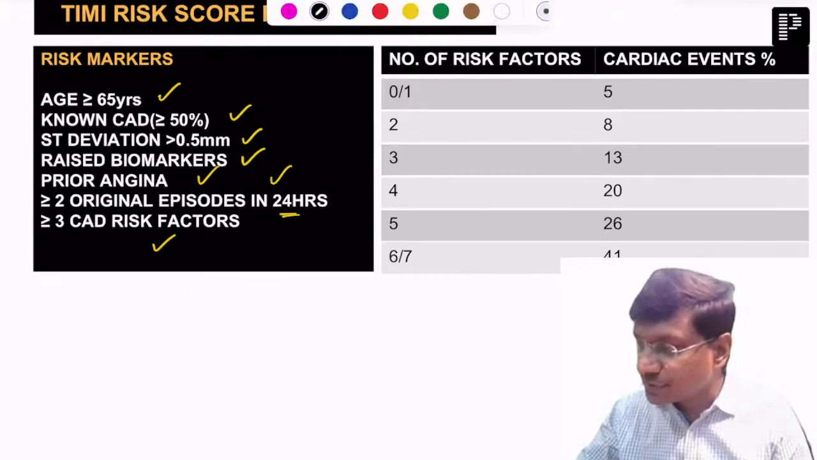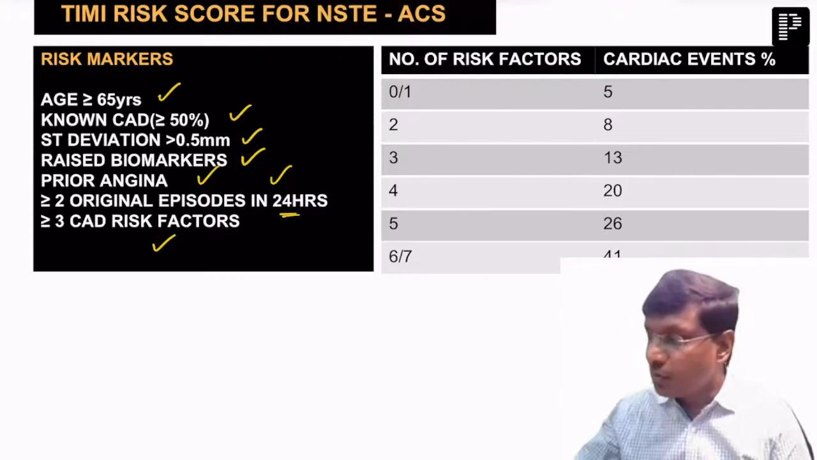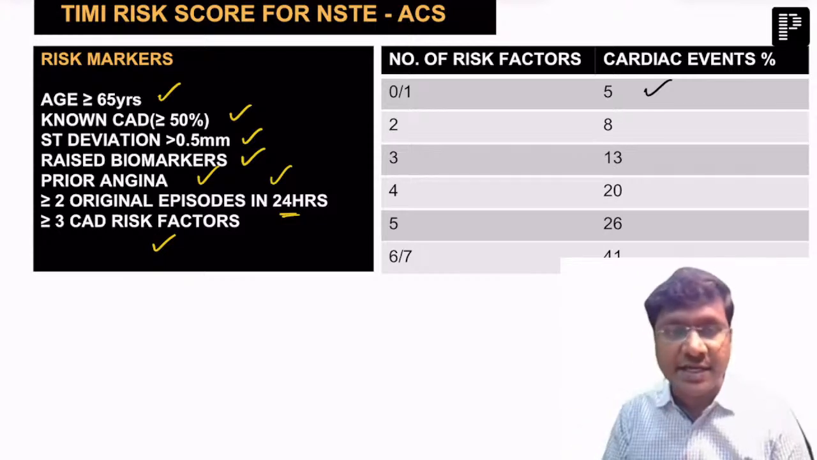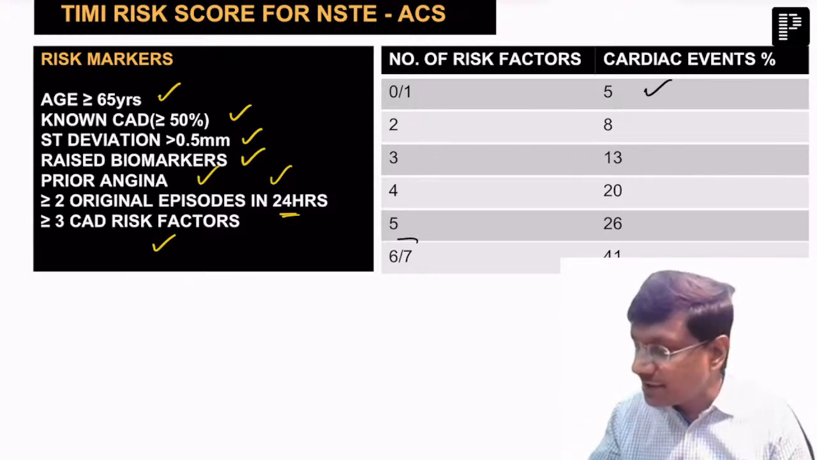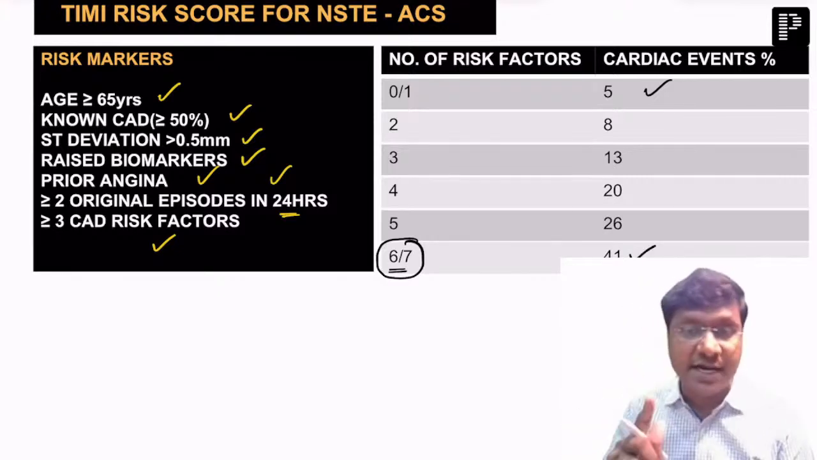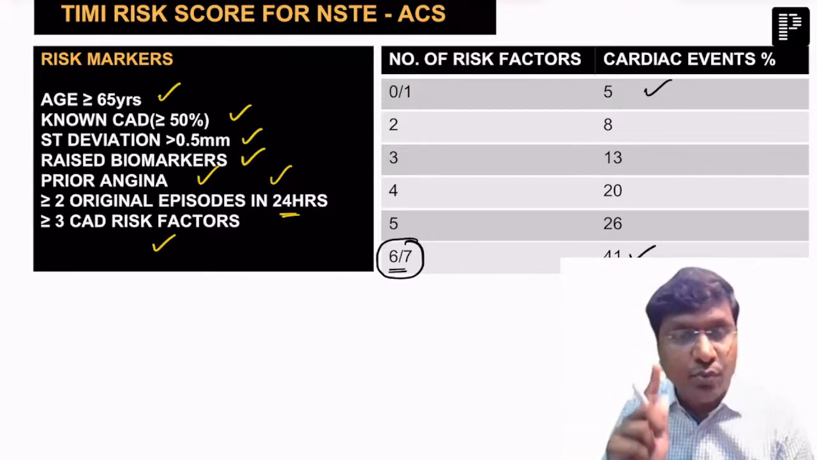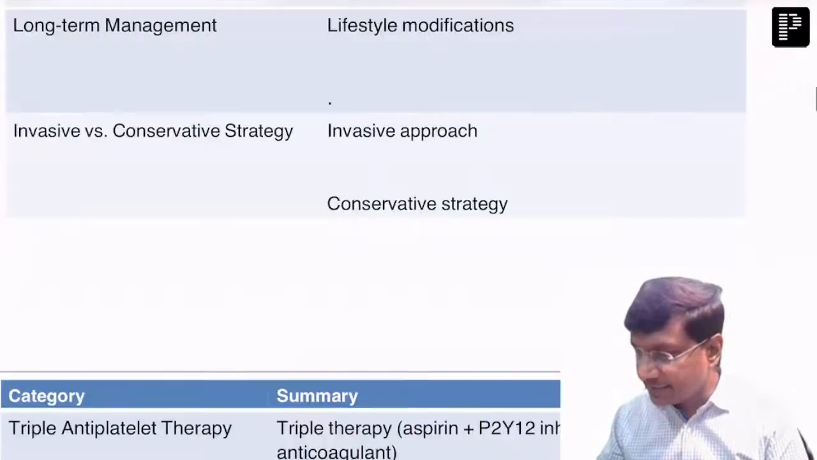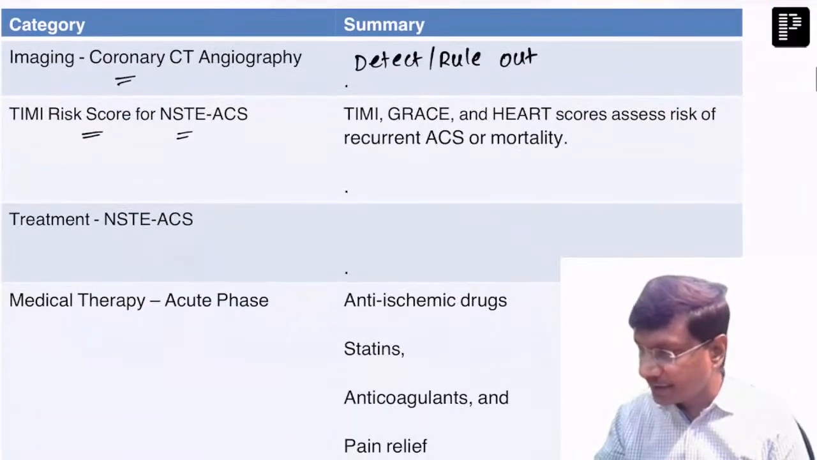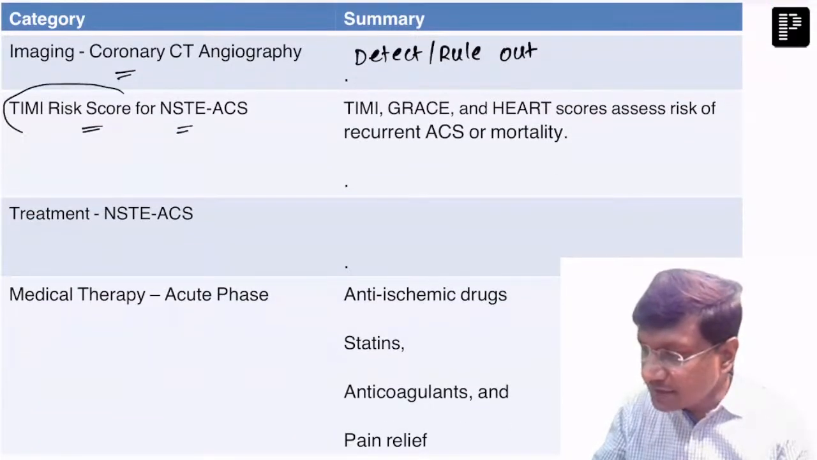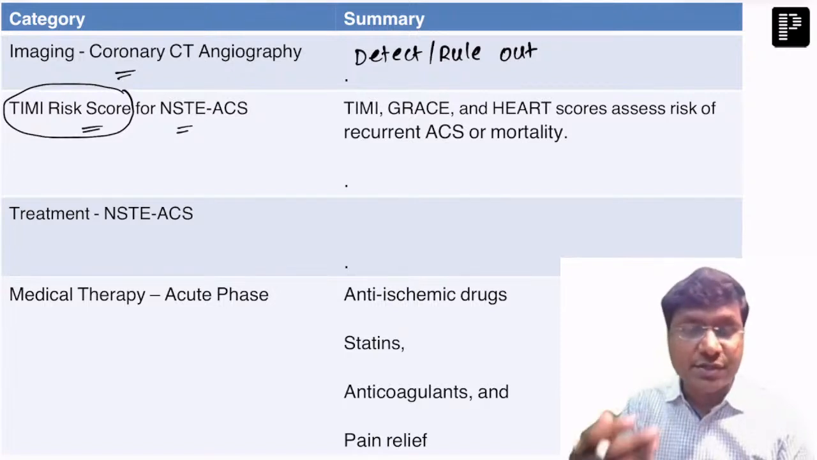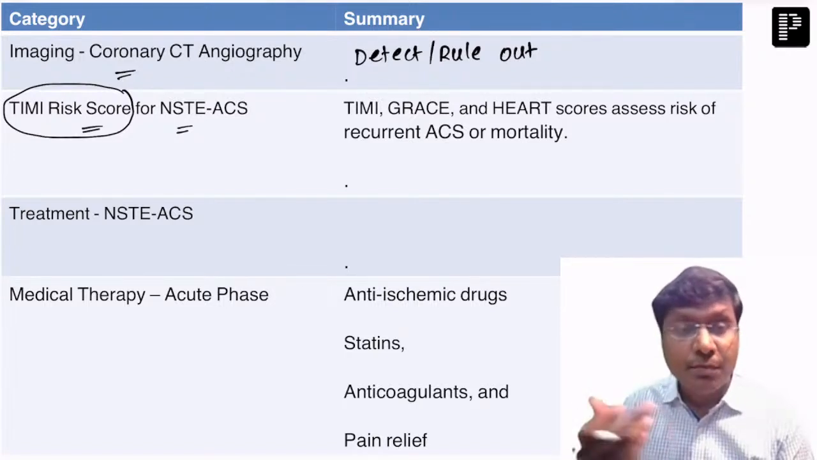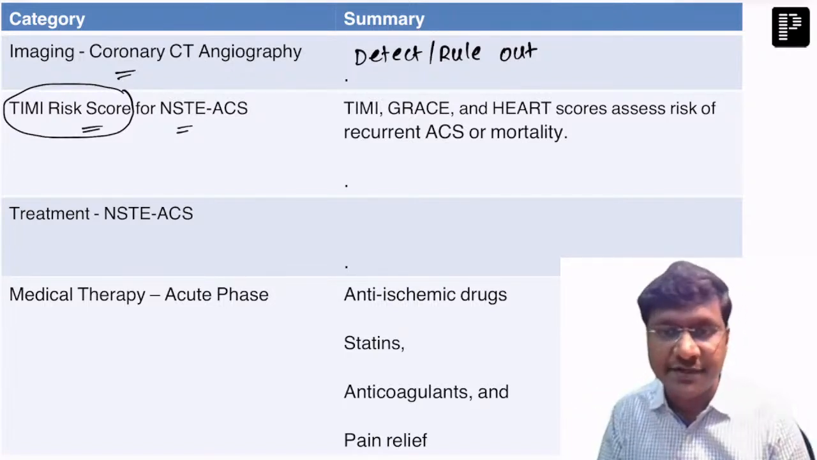Now, if the individual has one risk factor, the chance of a cardiac event is 5%. And in the same way, if the individual has 6 or 7 risk factors, the chance of a cardiac event is almost 41%. So this is about the TIMI risk score for NSTEMI. In this table, the TIMI risk score. So the point is, the higher your TIMI risk score, the higher the chances of cardiac events, right?